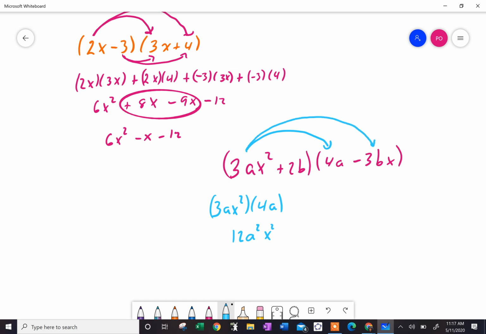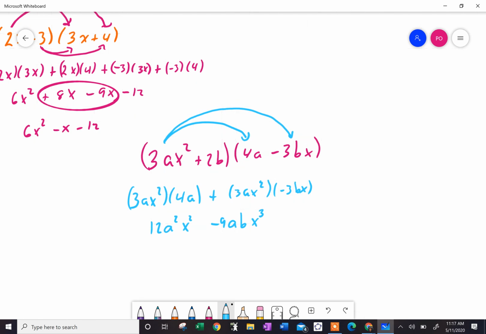Then I do plus 3ax squared times a negative 3bx. Well, 3 times a negative 3 is a negative 9. There's an a here, but there's no a here, so I'm just going to write down my a. There's a b here, but there's no b there, so I'm going to write down my b. And then I have x squared times x, which is x cubed. Plus 2b times 4a. And so I get 2 times 4 is 8. I have a b and I have an a, but nothing else. That's it.